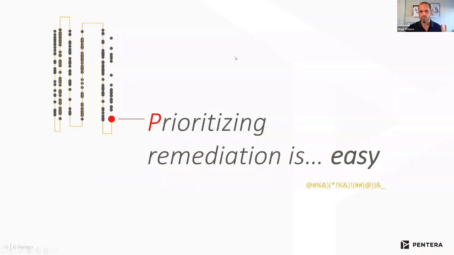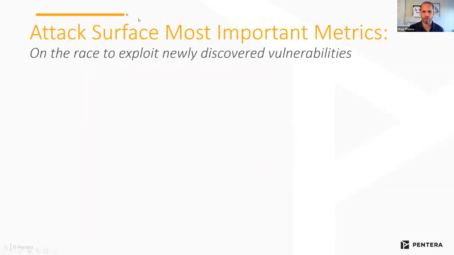Which brings me to the next point. One of the key indicators, a couple of the most important metrics we should look at as we're on this race to harden our environment and patch it before the adversary has their attempt to exploit a discovered vulnerability or one that is yet to be discovered. I want to give you two indicators.